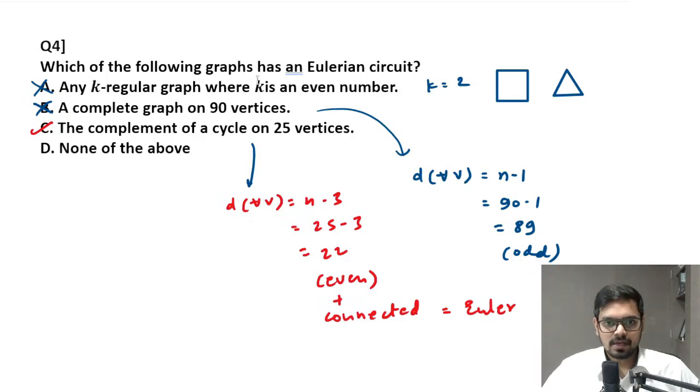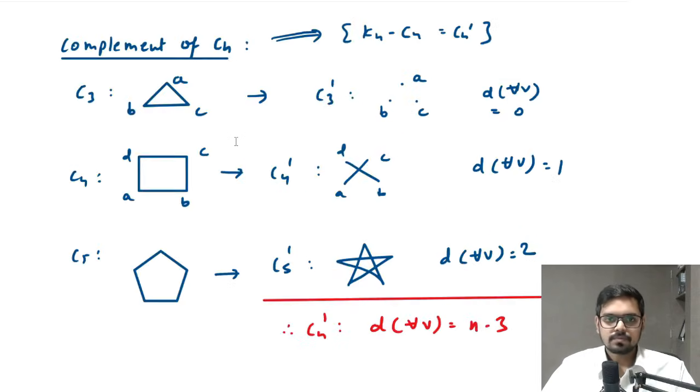Whenever connected is there, then it's a two-way theorem. Earlier it was not a connected graph, so you could not say two-way theorem. Complete graphs are by default connected graphs. Here cycle graph is by default connected graph. So here, the complement of a cycle on 25 vertices. Okay. So the complement of a cycle, if you want to find, it is K_n minus C_n. This is your complement of the cycle. Definition we already know. Already we have studied in the conceptual class. Still I am doing a revision so that you understand why option C is correct.